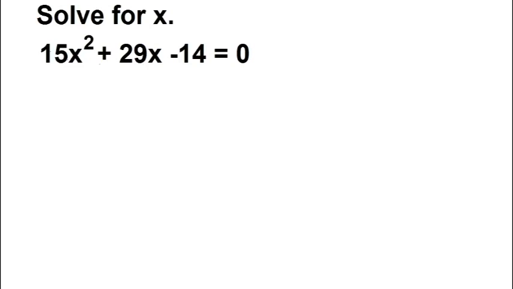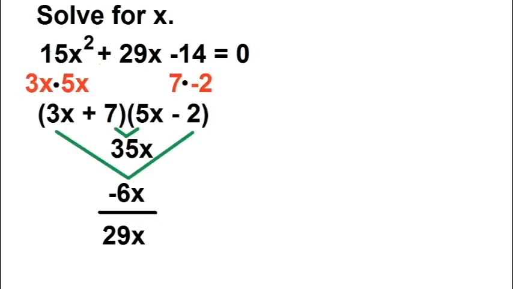What are the possible factors of 15x squared? 3x and 5x. What are the possible factors of negative 14? 7 and negative 2. Are 3x plus 7 and 5x minus 2 factors of 15x squared plus 29x minus 14?